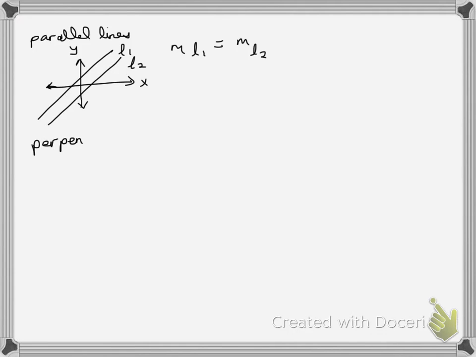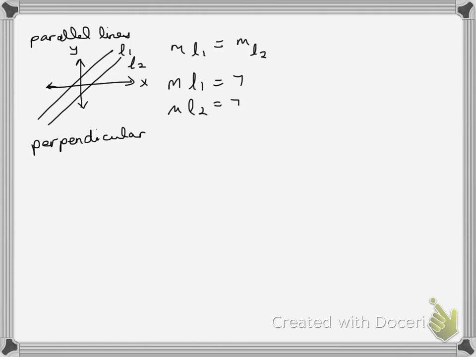So if I had line 1, if I knew my slope was 7, then the slope of line 2 would also be 7. But what about perpendicular lines? Perpendicular lines are the negative reciprocal.